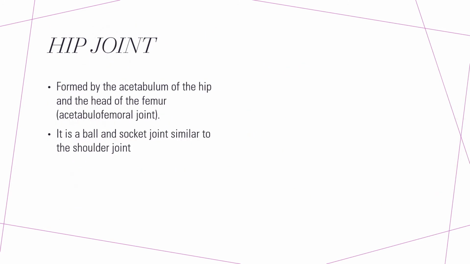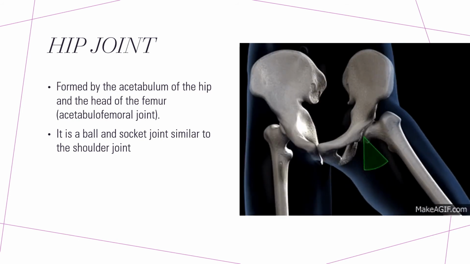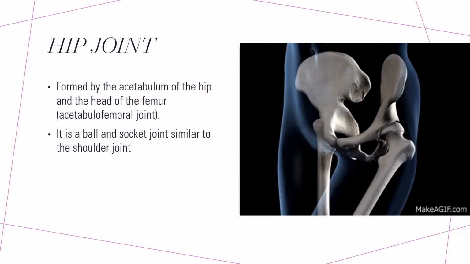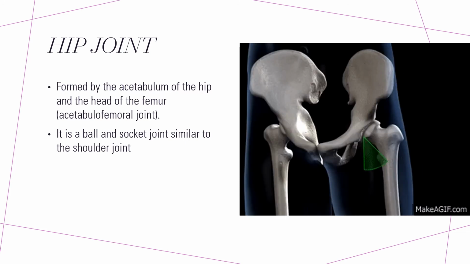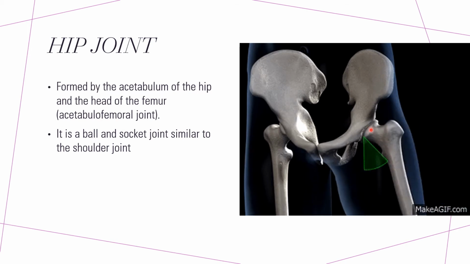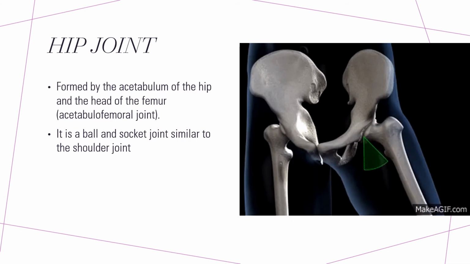Let's talk about the hip joint. The hip joint is formed by the acetabulum of the hip and the head of the femur, also known as the acetabulofemoral joint, if you want to get real geeky up in here. So anyway, it's a ball and socket joint that's similar to the shoulder joint. So right here you got the head of the femur moving within the acetabulum.